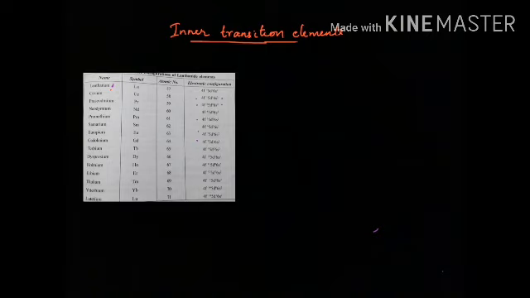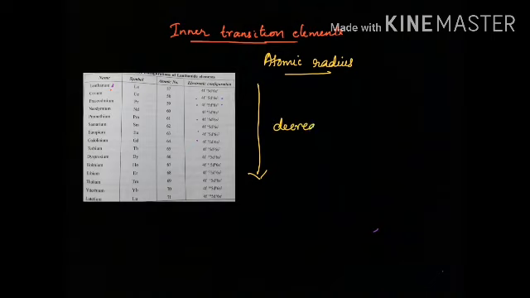Okay, so that's about the oxidation state. The next thing is the most important one. When we talk about the atomic radius of the lanthanoids, we can see that when we go from lanthanum to lutetium, the atomic radius is getting decreased. When we compare atomic sizes, lanthanum will be the largest one and lutetium will be the smallest one. What is the reason for that decrease in the atomic radius as we go down?